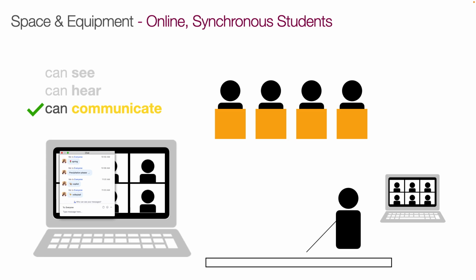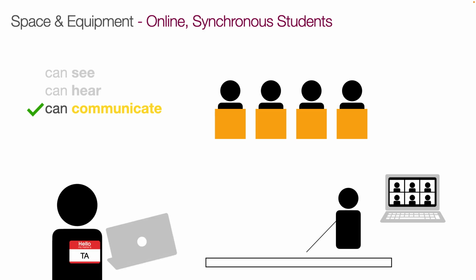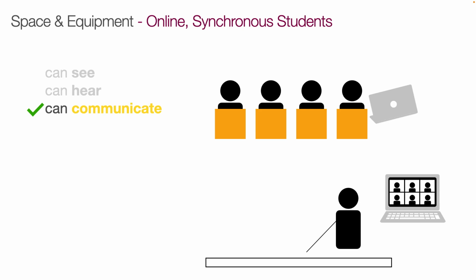In cases where you anticipate relying on the chat tool, it is advised to get a second person to help you. This could be a TA, or if you don't have a TA, it could simply be one of your in-person students who has a laptop with them. Whoever it is, ask the person to keep an eye on the chat tool and to speak up when there is a question or comment posted to the chat.